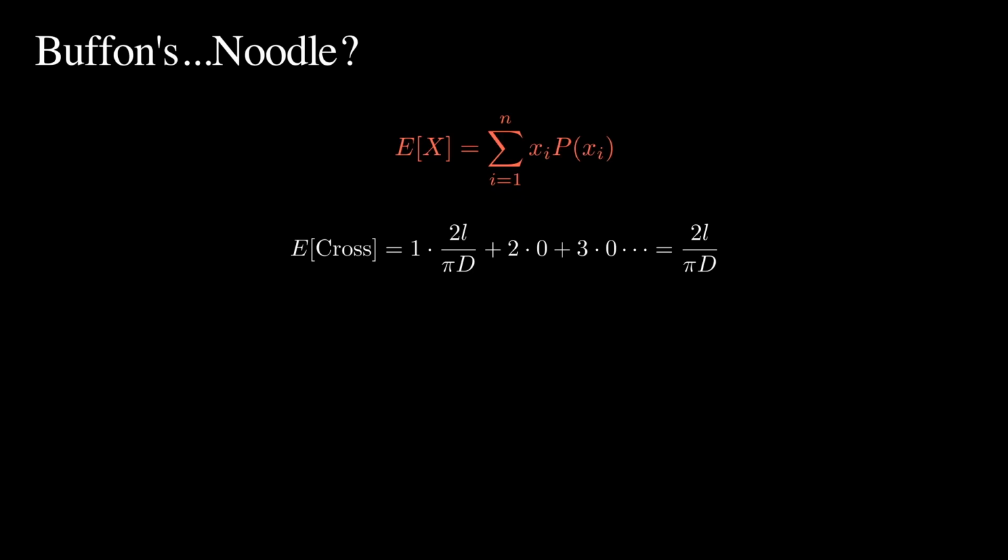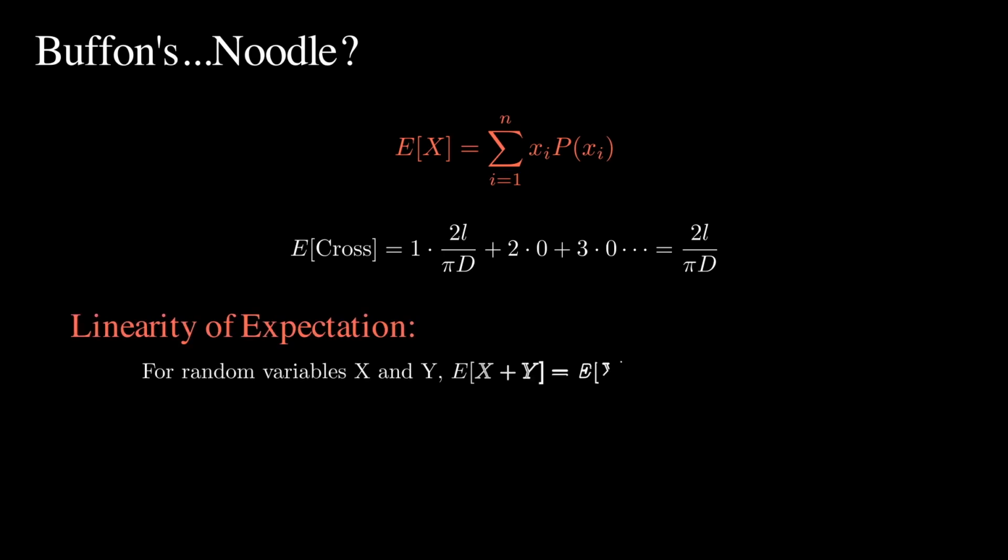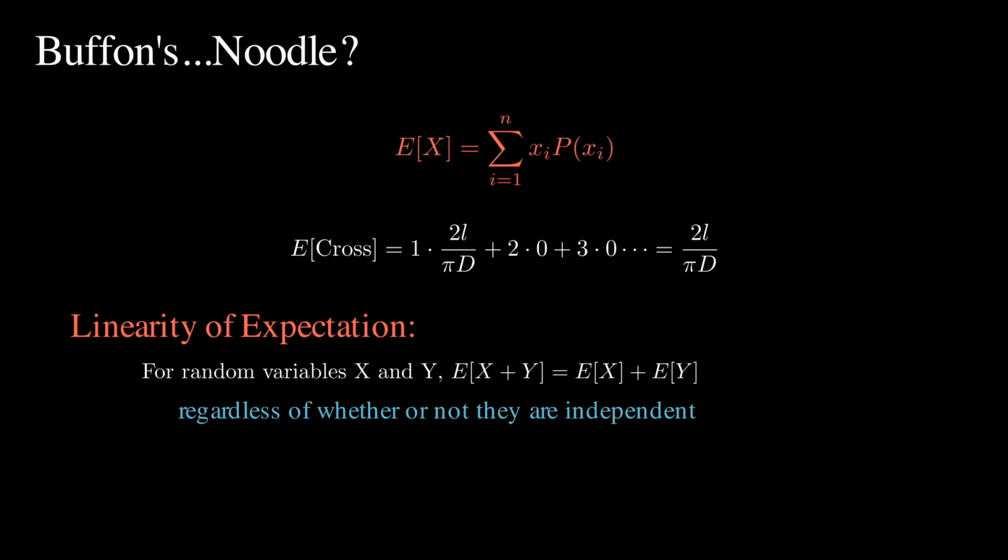An important yet counterintuitive property of expected value is called the linearity of expectation. This states that the expected value of x plus y for some random variables x and y is equivalent to the expected value of x plus the expected value of y. The counterintuitive part is that this holds true regardless of whether or not the variables x and y are independent.